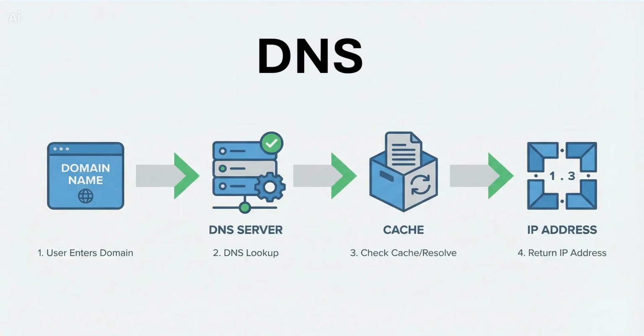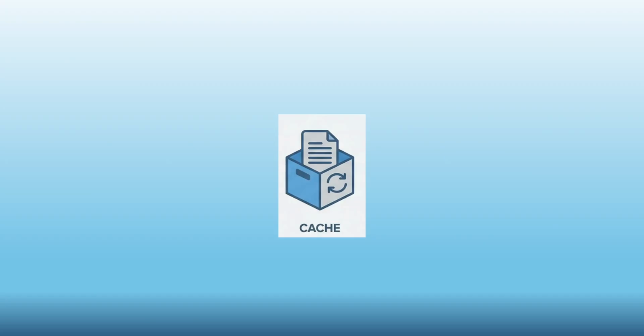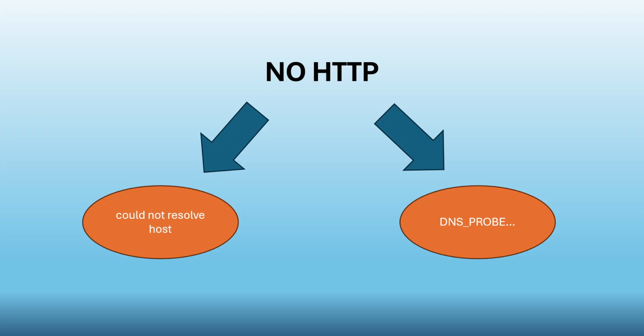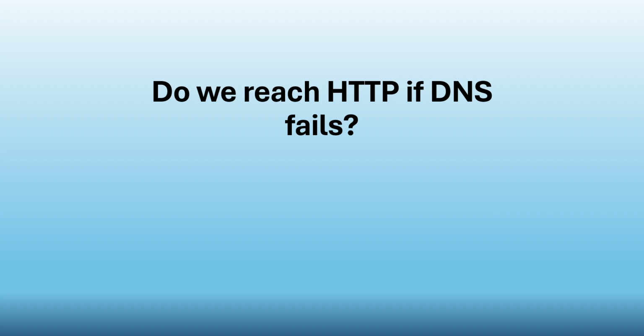DNS translates a domain name into an IP address. Humans use names. Computers use IPs. You ask, who is api.example.com? And DNS replies, here is the IP address. And here is an important detail. DNS is often cached by your OS, browser, router. The biggest point: if DNS fails, HTTP never starts. You don't get a 404, you get timeouts or could not resolve host. So, if someone says the API is down, first question, can you resolve the host?